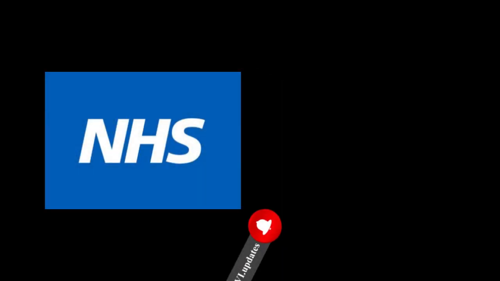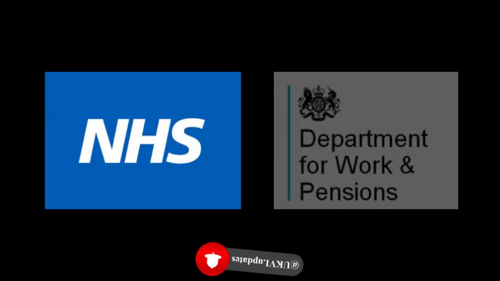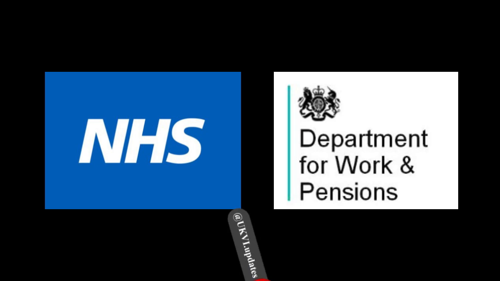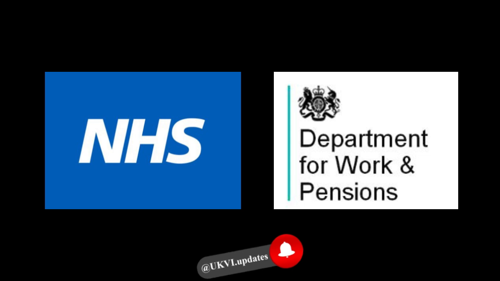For your privacy and security, the share code will expire after 90 days, and you will need to get a new one. You do not need to prove your status again every 90 days. Some government bodies such as the NHS or the DWP will usually be able to confirm your status automatically. In these cases, you will not be asked to share your status.